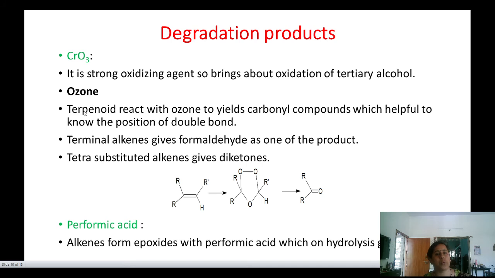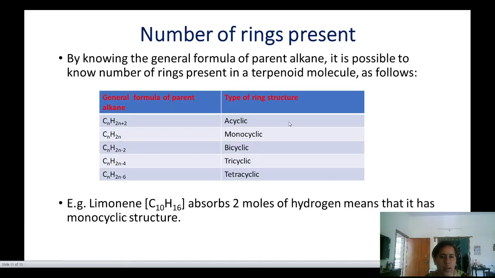Next is ozone. Terpenoids react with ozone to yield carbonyl compounds, which are helpful to know the position of a double bond. While terminal alkenes give rise to formaldehyde as one of the products, tetrasubstituted alkenes give rise to diketones. Here, alkenes form epoxides with performic acid, which on hydrolysis give rise to a diol.